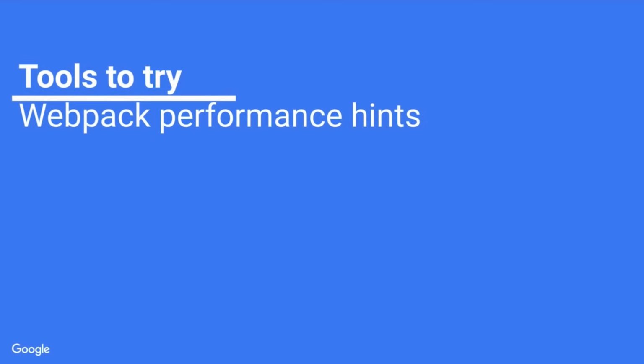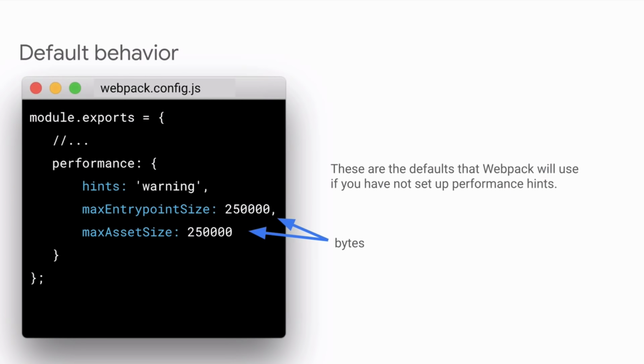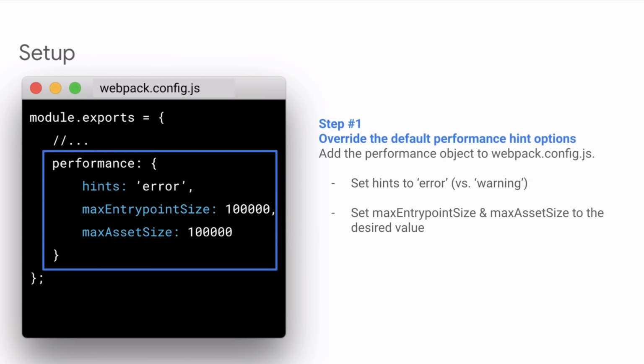The next tool is Webpack Performance Hints. Webpack Performance Hints is a feature that comes in Webpack out of the box. Out of the box, Webpack will warn you if an asset or an entry point exceeds 250 kilobytes. However, this default behavior is probably not aggressive enough if you're serious about performance. And you change this by updating your Webpack config.